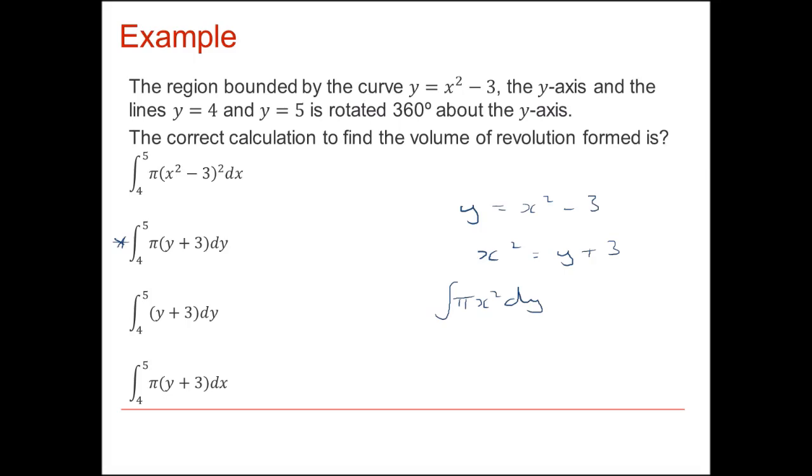The first one there is the integral of pi y squared dx. So this is a rotation about the x-axis rather than the y-axis. The third one down there, certainly the y plus 3 is correct, but what's missing is pi, so that should have been pi. And in the last one, we've got the pi y plus 3, but the variable there is written as dx, and it should of course be dy.